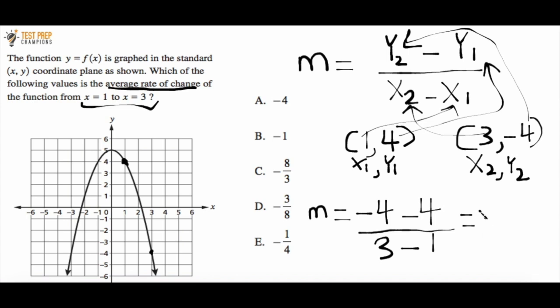As I said, it's fair game to use your calculators throughout this test unless I tell you otherwise. -4 minus 4 is -8. 3 minus 1 is 2. So I've got -8 divided by 2, which is -4. After all of this, the answer here is -4. So the average rate of change, which is another word for slope, is -4 in this case.